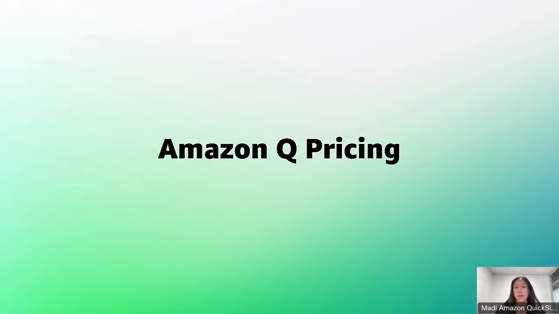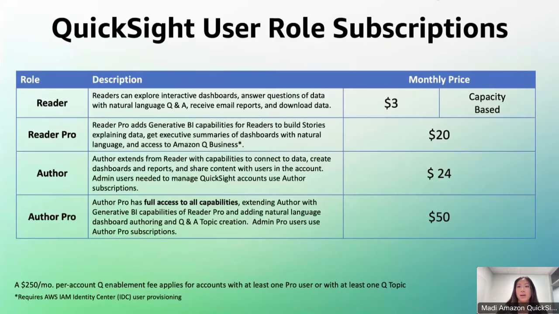So now that we're talking about Amazon Q pricing, you might wonder how this is going to impact you as a current user and what has changed. So a couple things have changed in QuickSight. We have new user roles and different capabilities to our existing user roles. So now with the new user role, we have an added Reader Pro and Author Pro. And the Reader Pro will get these generative BI capabilities, including the data storytelling portion and executive summary portion. But the existing Reader role will now have data Q&A, which is kind of the portion we just went over in Q Topics. And then you can see the price increase here.